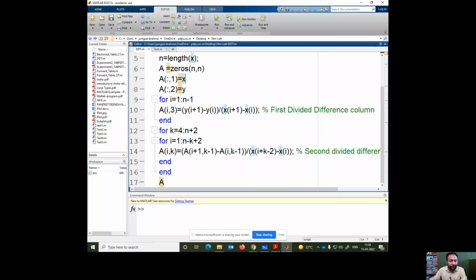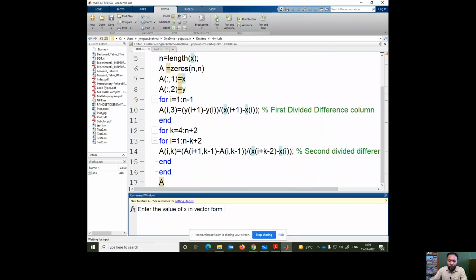Those who are having difficulties, or who were absent, or who have not seen my video on the divided difference table construction, please look at the video in the previous lecture, where I developed the algorithm and Matlab code for the divided difference table. Let us try to run the one we had in the previous class.